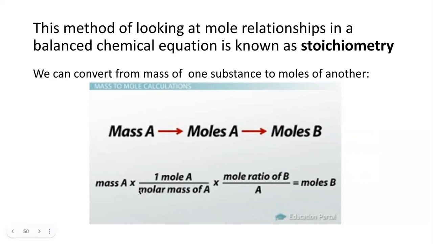So we will start with the mass of A. We learned about molar mass. So we're going to say we have 1 mole of A to the molar mass of A. Again, what goes up must come down. So we want to have mass at the top and at the bottom. We'll cross these out and we're left with 1 mole of A. Then we're going to use our mole to mole ratio. So we're going to have the mole ratio of B divided by the mole ratio of A. That's going to come from our balanced chemical equation. And so we'll have moles of A on the top. That will cancel out with the moles of A on the bottom. And that gives us our moles of B as our answer.